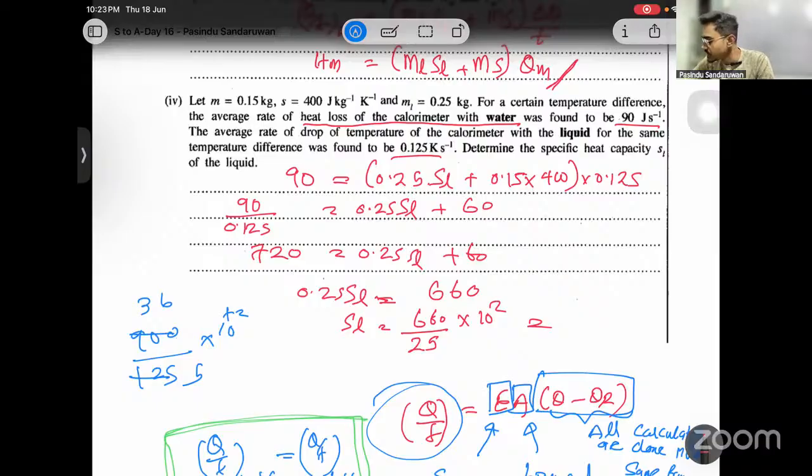If this is simplified, the exact answer coming is 2640 joules per kilogram per degree Celsius or per Kelvin.